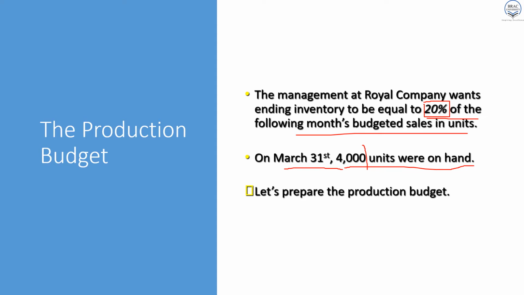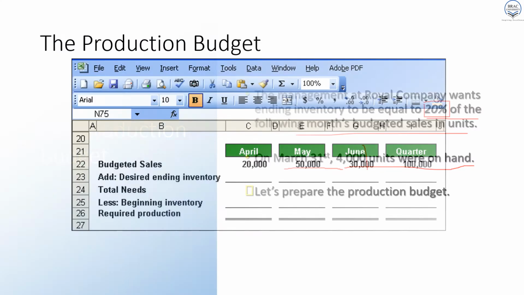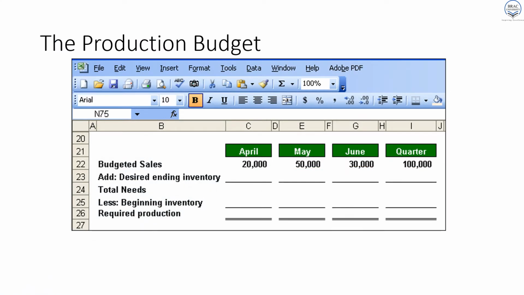So let's see my schedule and how we can prepare this. Of course, this is my budgeted sales. I need this because without it, I cannot prepare my production. This was given to you earlier. And then my schedule is going to be like this. Here I have to add my desired ending inventory, and the numbers will be based on 20% of the following month. So in April, I take 50,000 and multiply by 20% to get my desired ending inventory. Same goes for May, same goes for June.